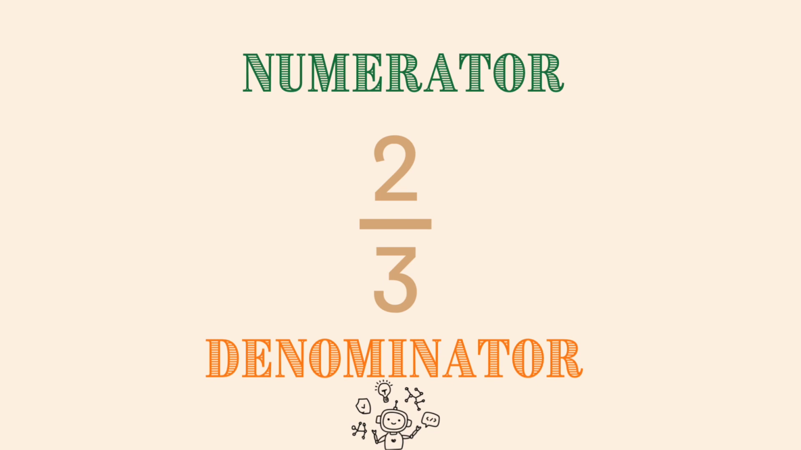The numerator is the number on the top, and the denominator is the number on the bottom. Always divide your full amount by the denominator and then multiply that number by the numerator.